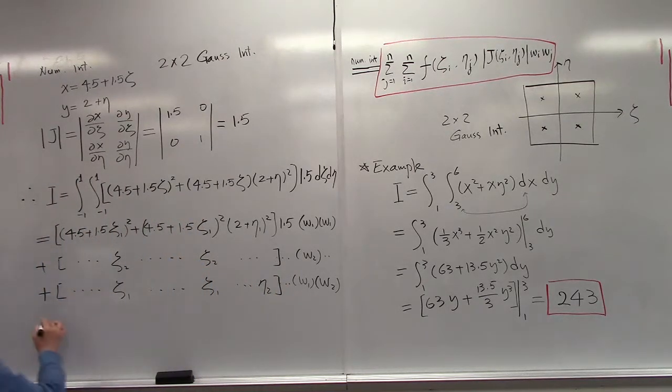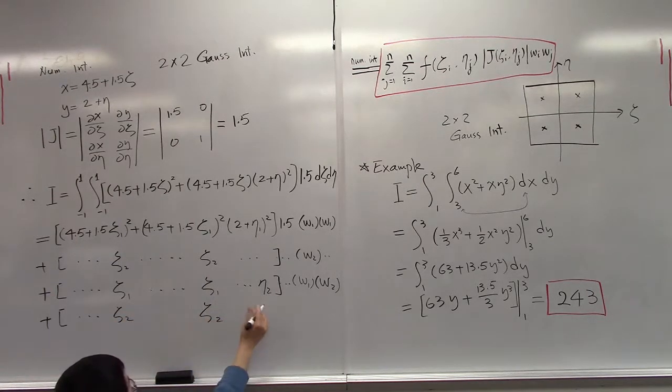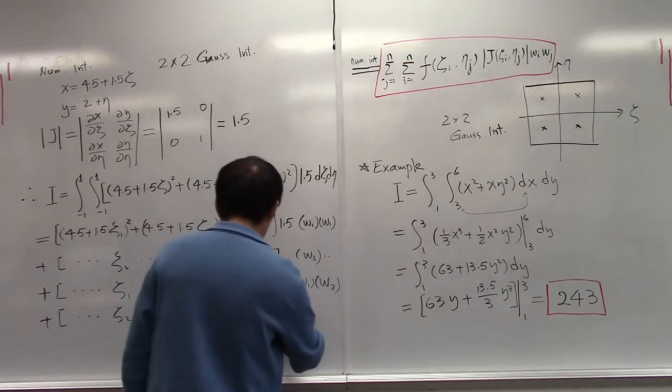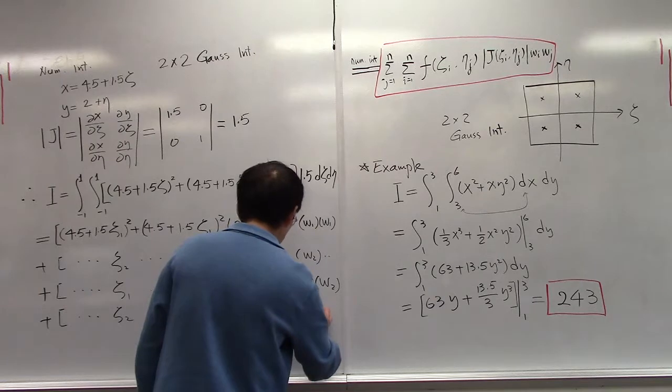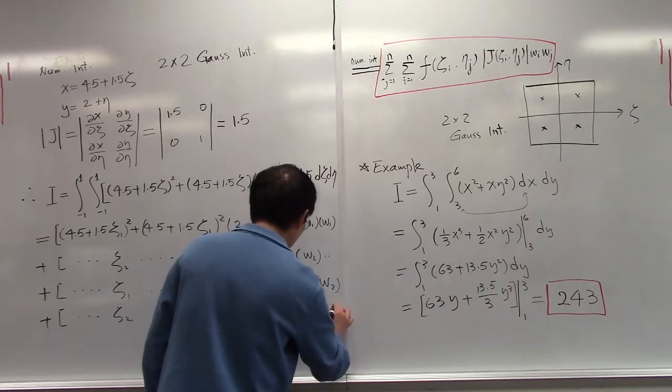The last term will be, i is now 2, j is 2, so this becomes theta 2. This is theta 2, and eta is also 2. Let me check everything. 1, 1, 2, 1, 1, 2, 2, 2. That is correct. This is W2 and then W2. Okay?